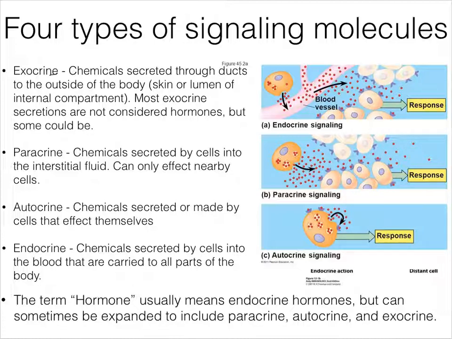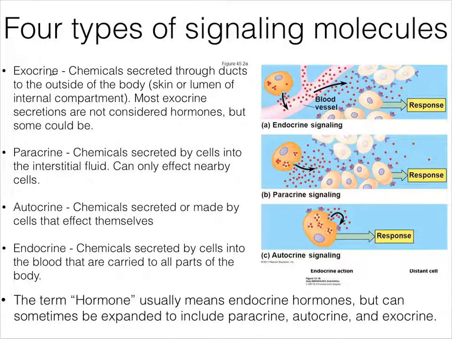So if you think about your sweat glands or your sebaceous glands on your skin, those are called exocrine glands because they're secreting substances onto the surface outside of your body. Those are usually not considered to be hormones. Your sweat and your skin oil are not considered hormones because, by definition, if you're secreting it outside of the body, then it's not going into the blood and it's not having an effect on things inside of your body.